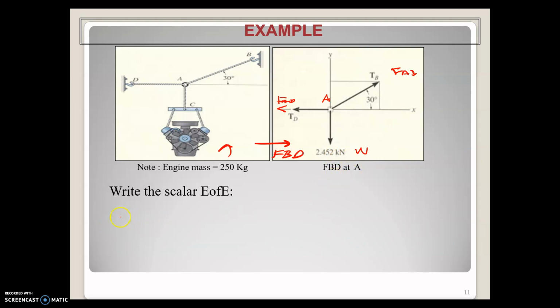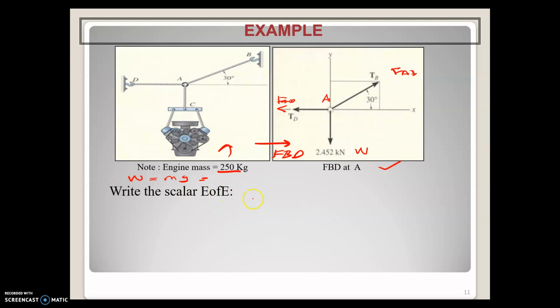Alright, so how to write the scalar equation of equilibrium given? Okay, kat sini awak nampak given is the weight is 250 kg. You need to convert to weight, which is weight is equal to mg. So this 250 kilogram need to multiply with 9.81. Okay, so this is the FBD at A.